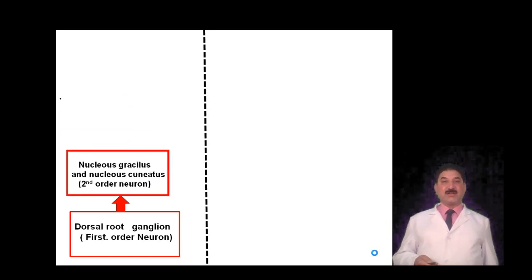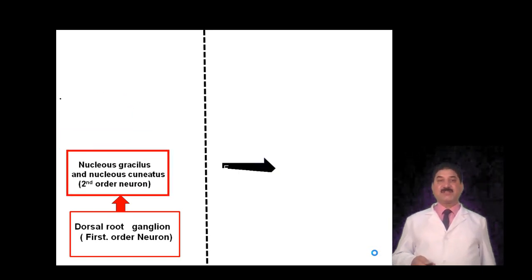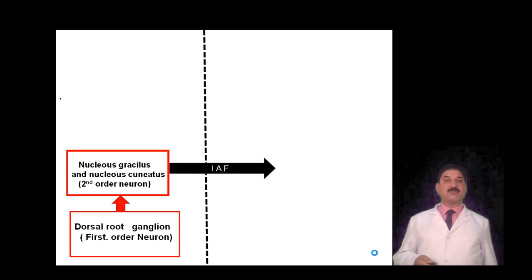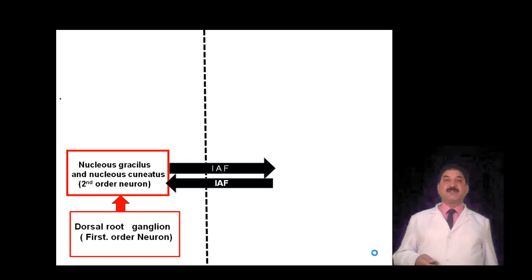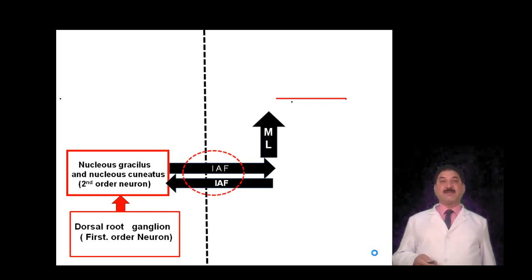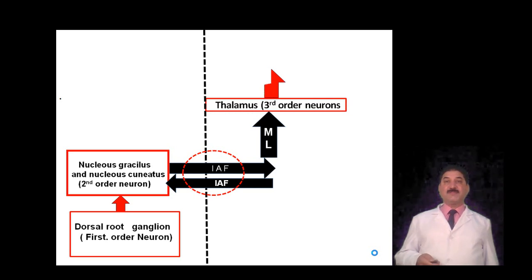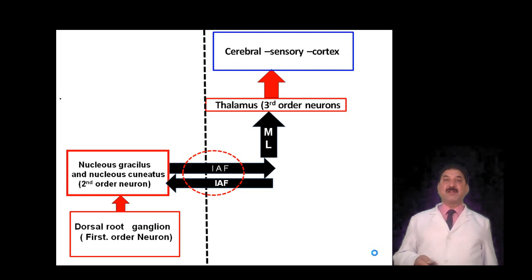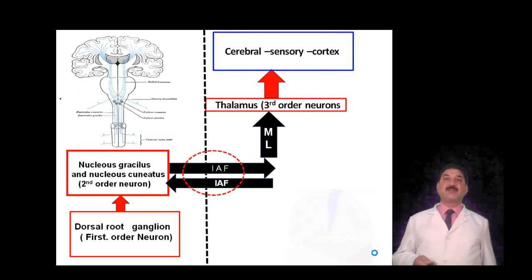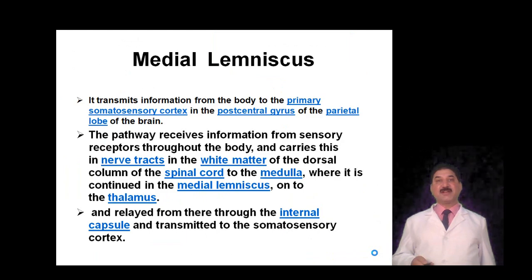So there is the dorsal root ganglion, which represents the first order neuron, and nucleus gracilis and nucleus cuneatus, which represent the second order neuron. Nerve fibers originating from there are called the internal arcuate fibers. These internal arcuate fibers together constitute the medial lemniscus. Decussation occurs at the level of sensory decussation, resulting in crossing over of these fibers contained in the medial lemniscus. Now these fibers ascend to relay in the thalamus, which represents the third order neuron. From there, sensory fibers go to the sensory cortex, which is located in the postcentral gyrus.